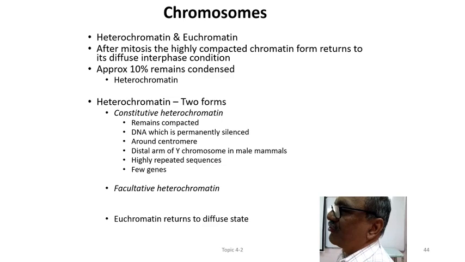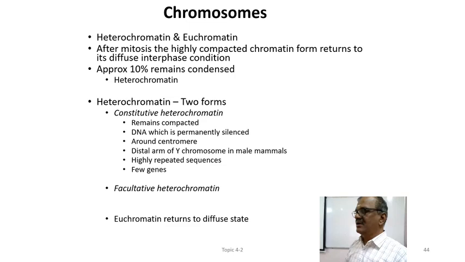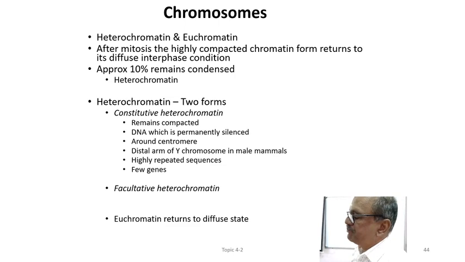It is not false, meaning they are not present; they are present, but their role in the structural arrangement of the organisms, the upkeep, the housekeeping genes, are not there. So we are calling it the facultative heterochromatin. Okay, so the constitutive heterochromatin is important. Then euchromatin, almost 10% remains condensed, that is the heterochromatin.